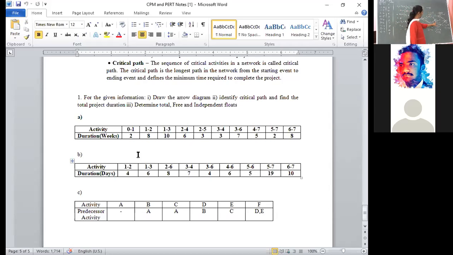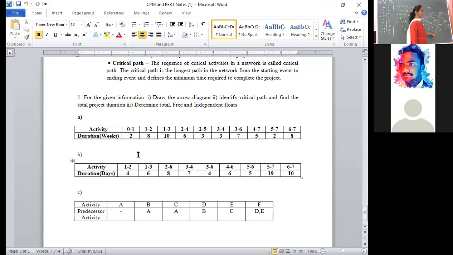Next, verify E4 value and L4 value, both are different. E4 is 16, L4 is 22. That means that is not a critical path. Next, verify E6 value and L6 value as well as E5 and L5. E5 value is 30, L5 value is 25. That is not a critical path.